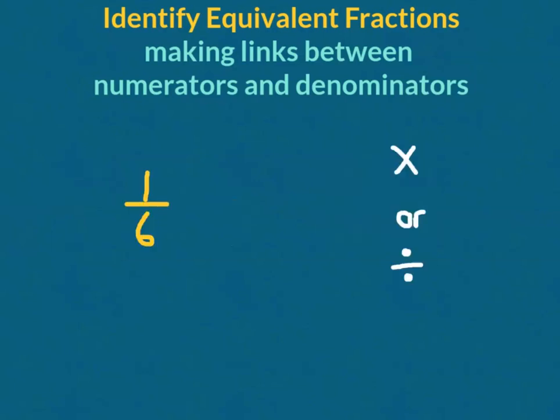Let's see if we can find equivalent fractions to 1/6 using the two operations, either multiply or divide. Whatever operation I carry out to the numerator, I must carry out to the denominator. Well, let's look at multiplication. 1 multiplied by 4 is equal to 4. Now I need to multiply the denominator by 4. 6 multiplied by 4 equals 24. 1/6 and 4/24 are equivalent.